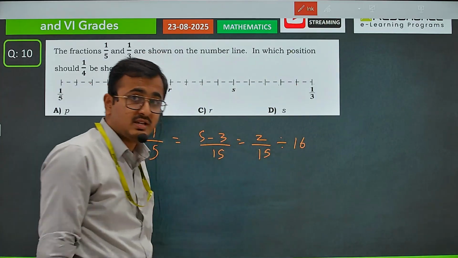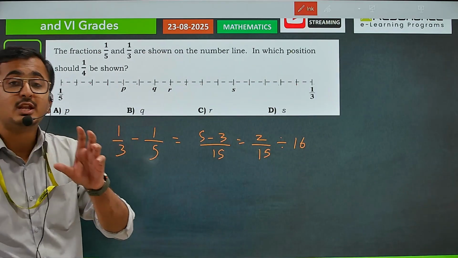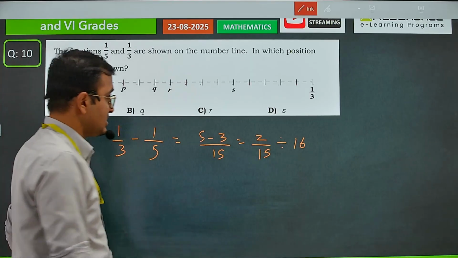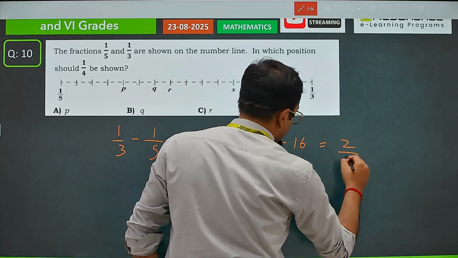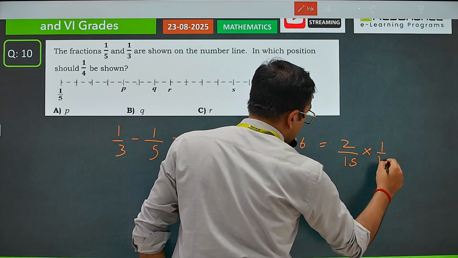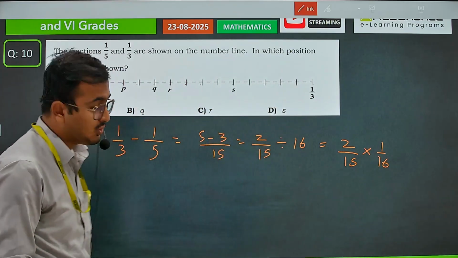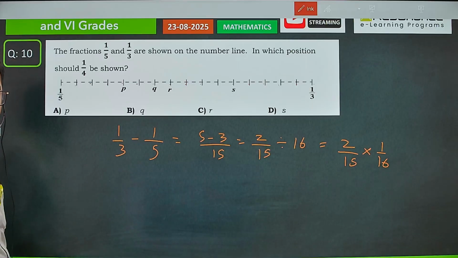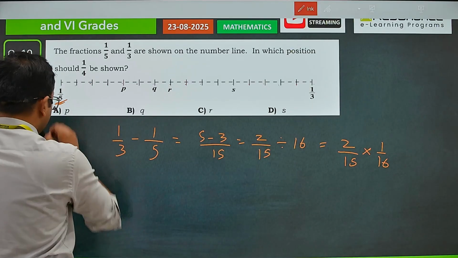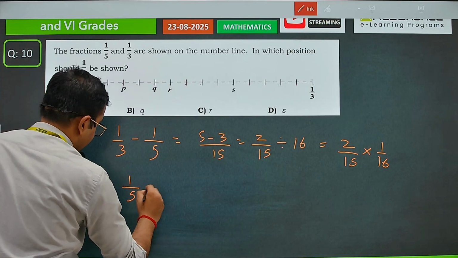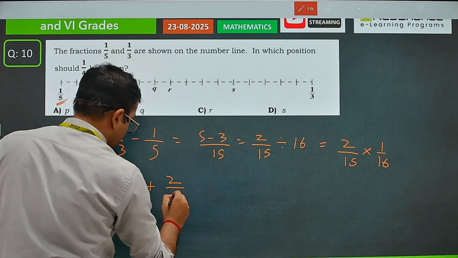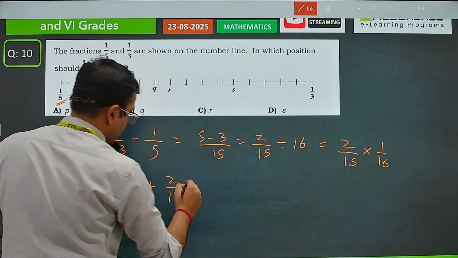Why do I have to divide by 16? So that I can know the value of each division. So this will give me 2 by 15 into 1 by 16. That is the value of each division. Now I have to reach 1 by 4, so I have to start with 1 by 5. I started with 1 by 5 plus each value, which is 2 by 15 into 1 by 16.